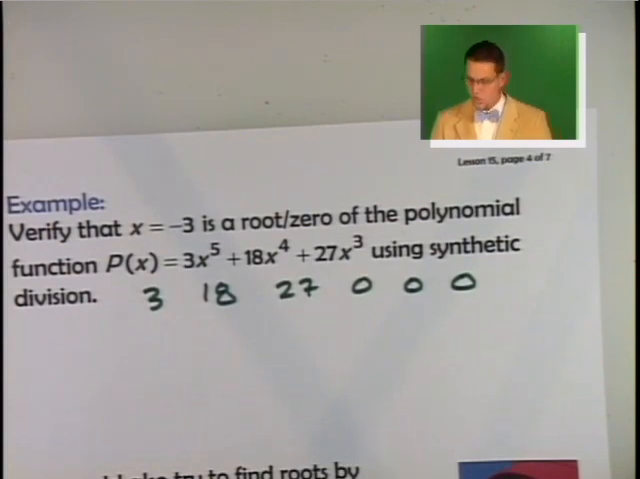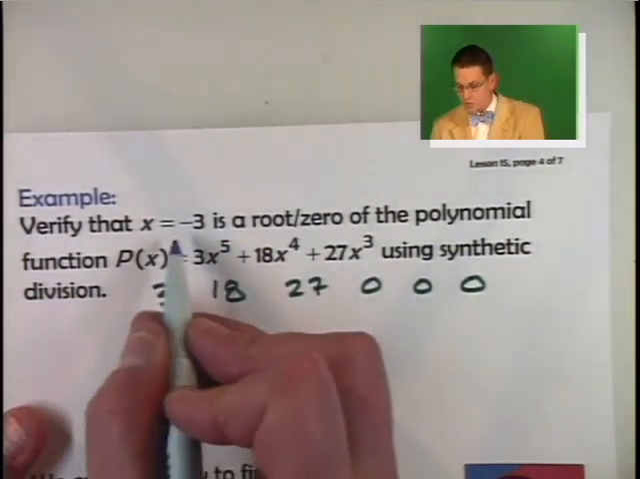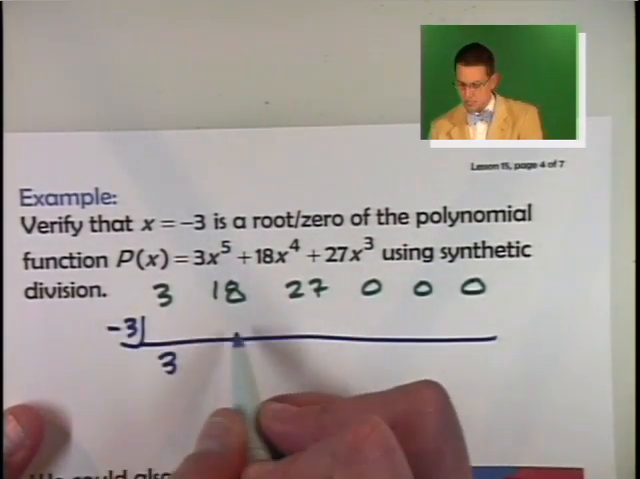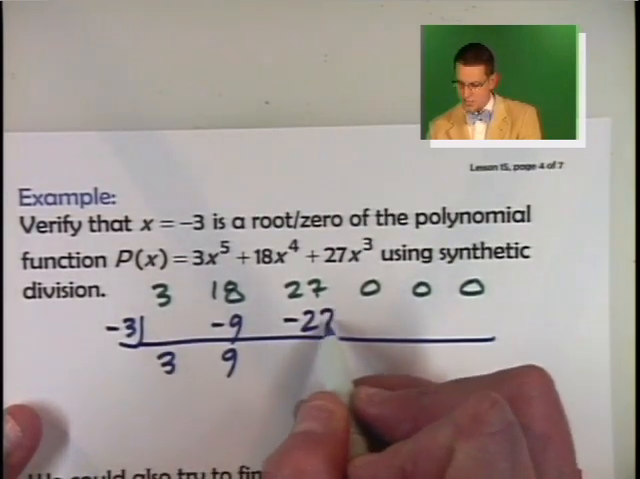So let's go ahead and do the operation here. We always synthetically divide with the root, not the factor. So that's -3. So here we go. Bring down the 3, and then we multiply. That's a -9, and then we add. 18 minus 9 is 9, times -3 is -27.